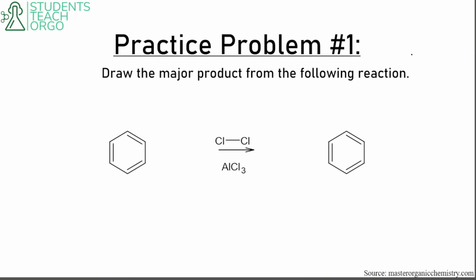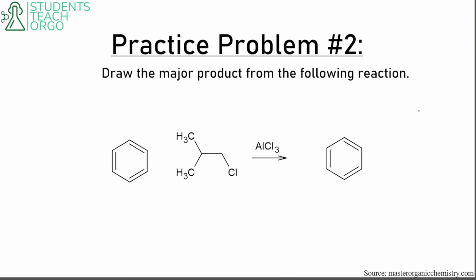So let's do the first practice problem together. Draw the major product from the following reaction. Hopefully you understand that this is basically just halogenation, so we can put it on any of the six carbons, it doesn't matter, it's going to be the same product. Let's do this next problem together. Let's draw the major product from the following reaction.